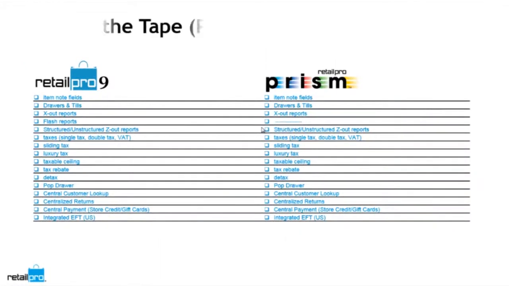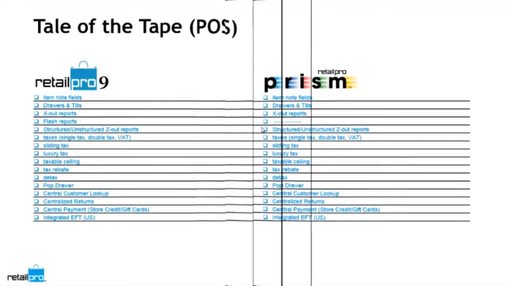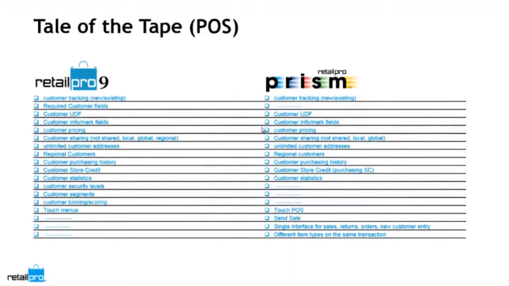So what do you want to do? POS. Can I chime in? Yep. I don't expect you guys to be able to read what's up here. The point I'm trying to make is that a lot of the features and functions that you are aware of for Retail Pro 9, point of sale, and customer management, most of it is in Prism. Most of it is either in Prism and can be configured within Prism, or a lot of it is configured within Retail Pro 9 but consumed by Prism.